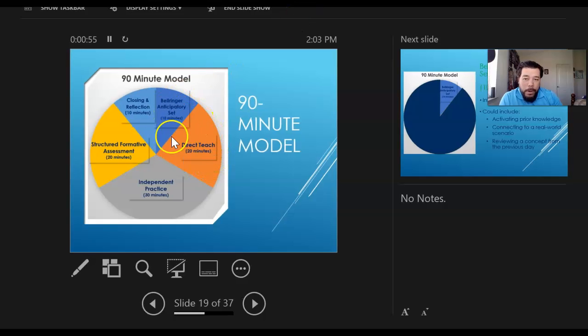Then going from there, you can go into the direct teach, which can be 20 minutes. So maybe this is your live portion. You could be live with the kids, face to face, and you're actually teaching, whether it be PowerPoint, maybe a teacher-led Nearpod, perhaps showing some sort of demonstration in a lab type thing. That could be your direct teach.